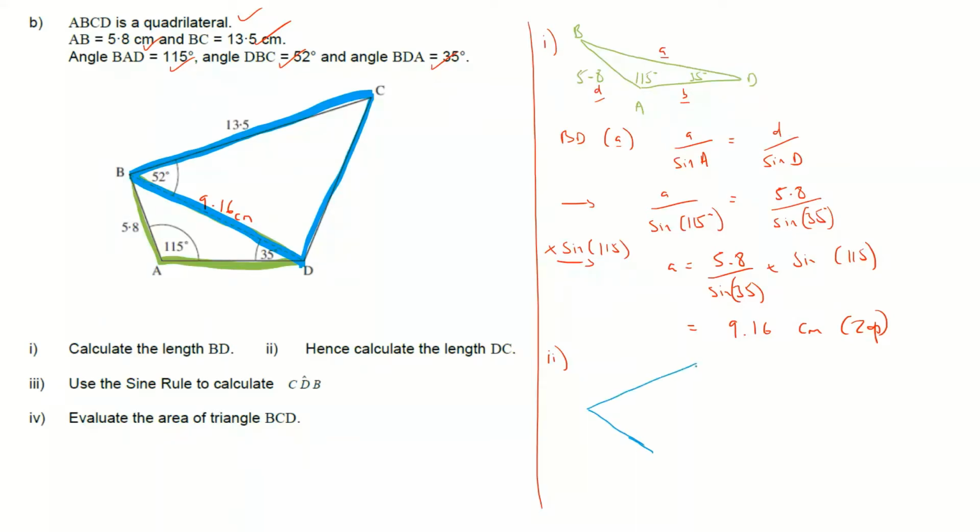So like this, and like this. This is B, this is C, and this is D. This is 13.5, and this is 9.16. And this is 52 degrees here. So I label my sides B, C, and D. The length DC is actually side B. I can't use the sine rule because I haven't got any matching pairs of sides and angles. So I'm going to have to use the cos rule.